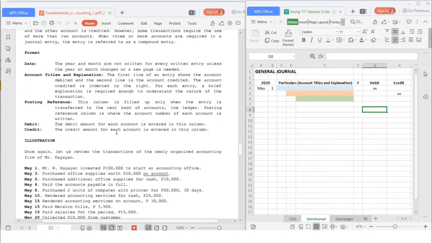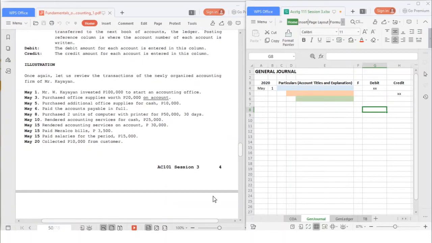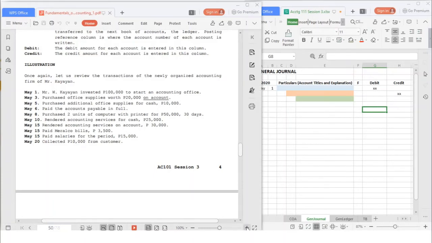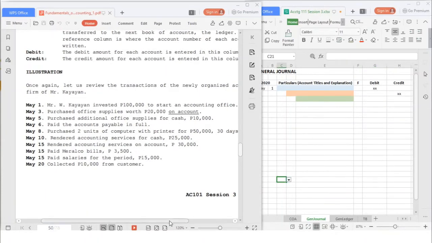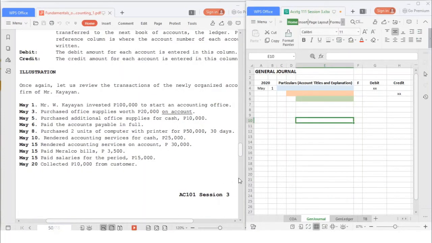So, let's try journalizing. We have the month of May, and the day is 1. Mr. W. Kayayan invested 100,000 to start an accounting office. Now, remember, he invested 100,000.